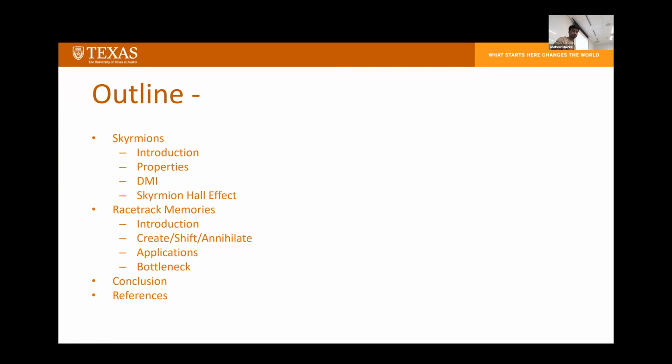So I'll go over the introduction and properties of the Skyrmions. I think Jack covered a few of them briefly, so I'll try to make it quick. And then I'll talk about the DMI, the Skyrmion Hall effect, and then cover the racetrack memories, where the presence of Skyrmion is 1, absence is 0. We'll see how to create and annihilate Skyrmions and briefly see applications in bottleneck. So let's get started.